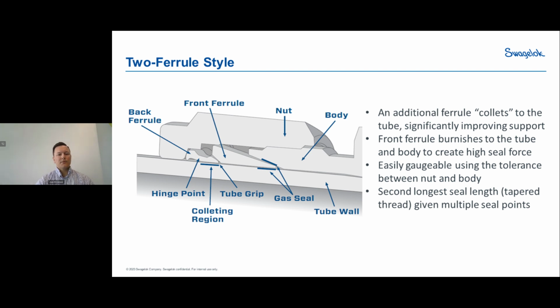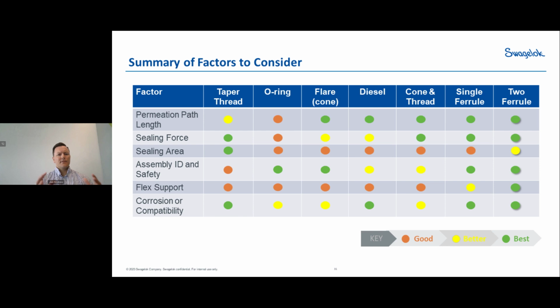It also decouples the job that the front ferrule has to do, from doing everything in terms of holding the tubing and creating those seals, to really being focused on the seal. It remains a gaugeable design, and that front ferrule, because it can be designed to do that sealing, gives you a much longer seal length than a single ferrule would, because it has to do all those things at once. So the 2-ferrule style is sort of the end of the evolution we'll talk about here.